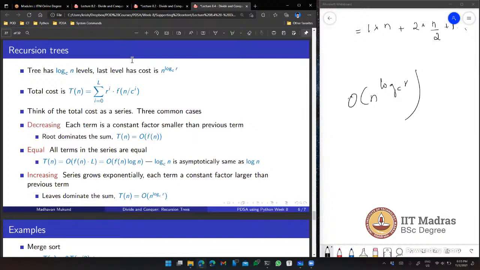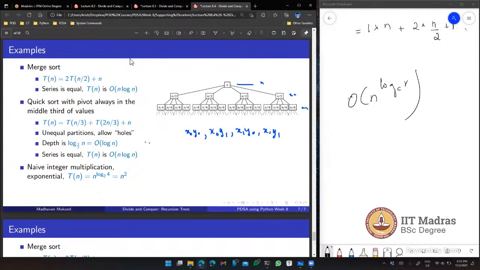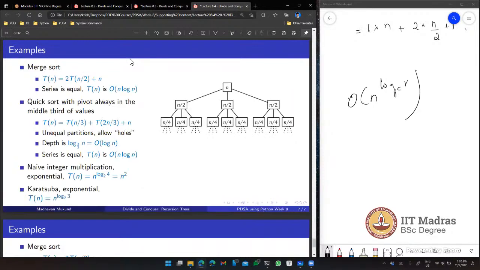I'm asking because suppose there is a problem and I get the picture, like how many branches are there, then I have to compute the complexity, right? So that's why I'm asking. If I know this picture, then how can I get n to the power log c base r?